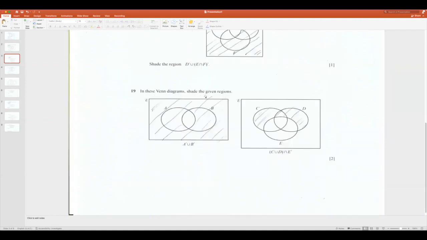In this Venn diagram, shade the given regions. First you have to color without A, not A. Then not B. So not A, not B you are shading, then this area is empty, so this is blank. C union D means C and D, intersection E dash, that means without T. So C union D without T, you have to shade this area.